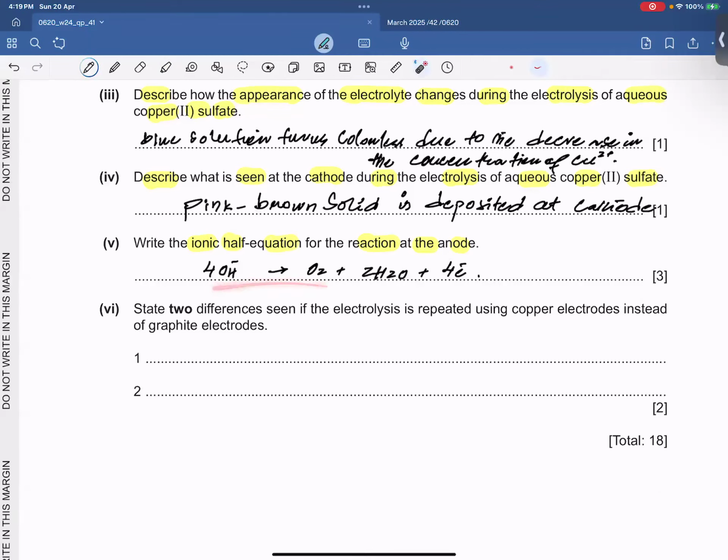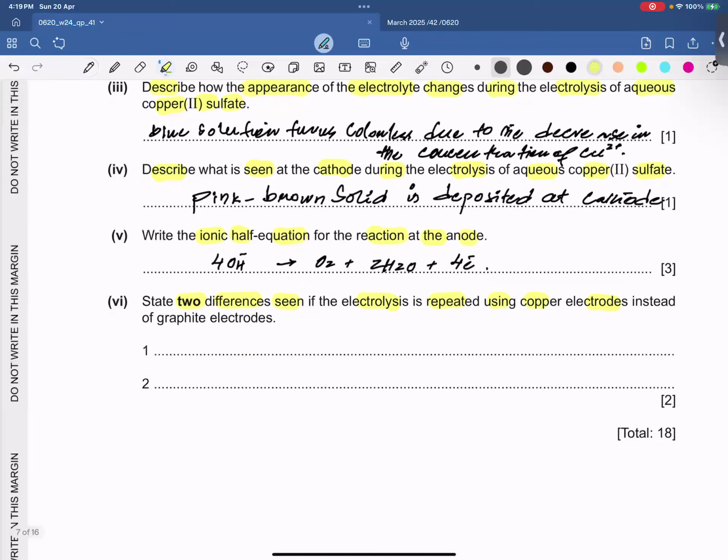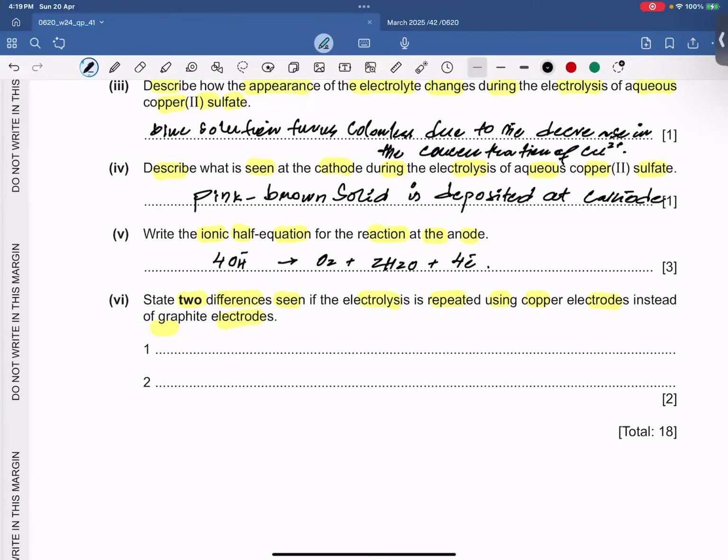Okay, state two differences seen if the electrolysis is repeated using copper electrode instead of graphite electrode. Blue solution remains same.